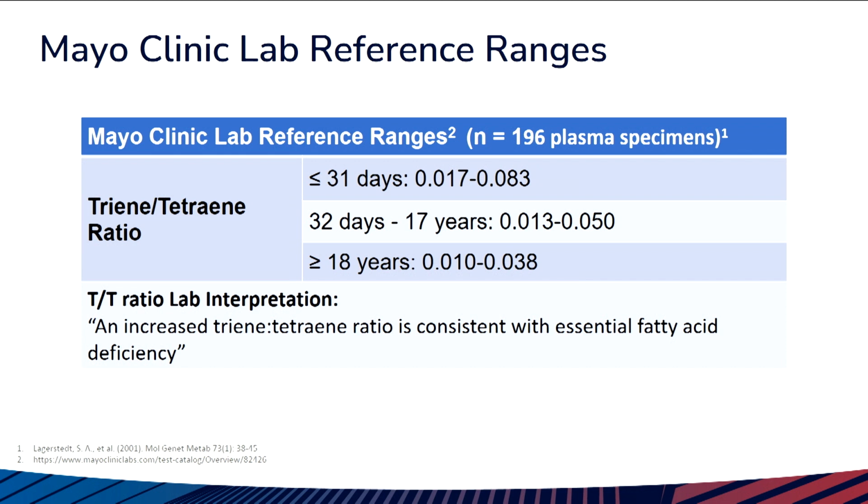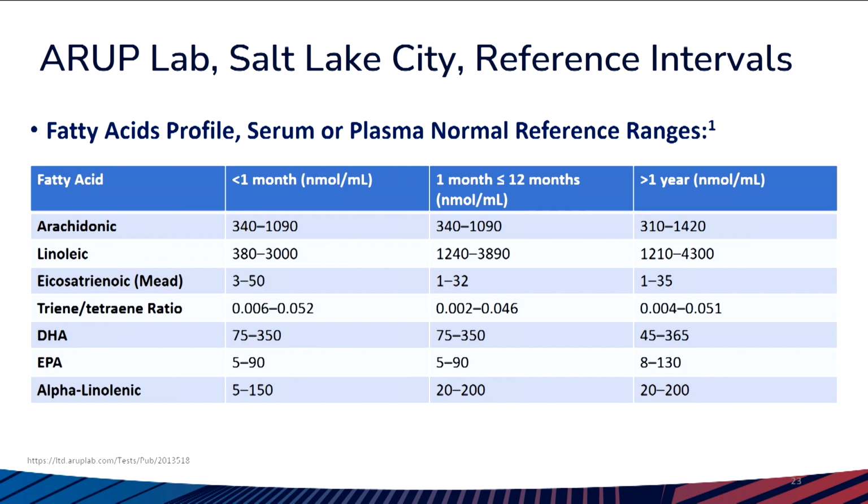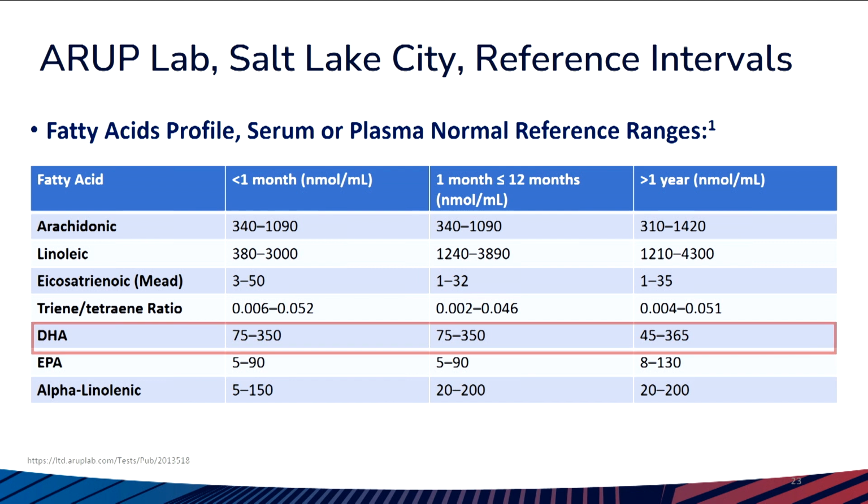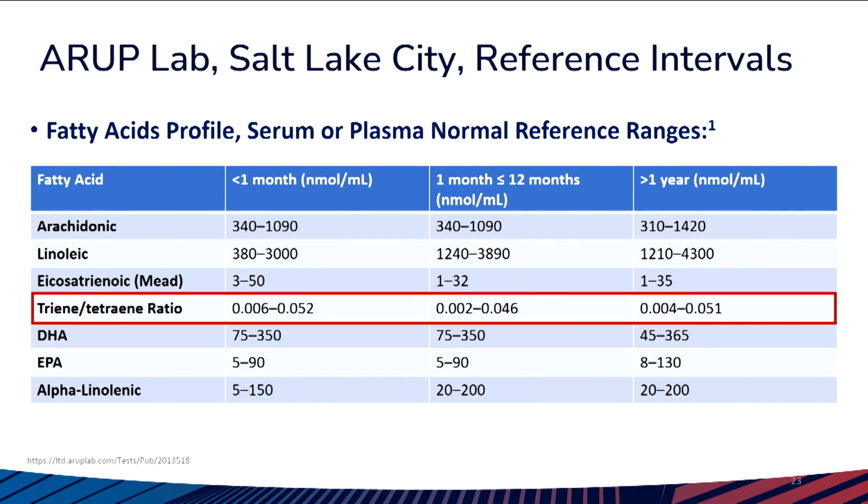They're going to be eating a fairly decent omega-6 diet. So really, is it accurate to say that if you have a patient that is an adult and their TT ratio is 0.05, that's EFAD? Probably not. And then here's what ARUP looks like in Salt Lake City. So you can see their TT ratio reference ranges are different than what Mayo Clinic's were. So again, it leads to that confusion of, what does all this mean? Like, what do we actually look for?